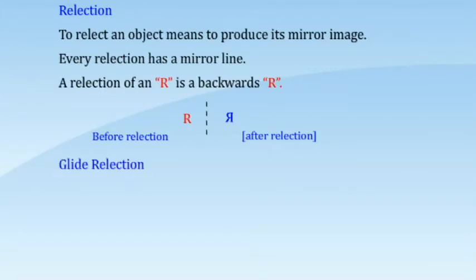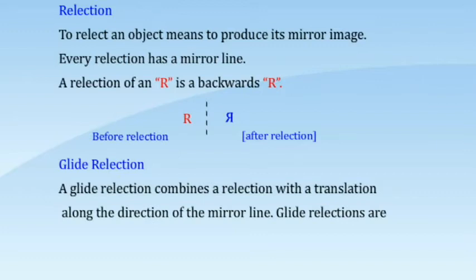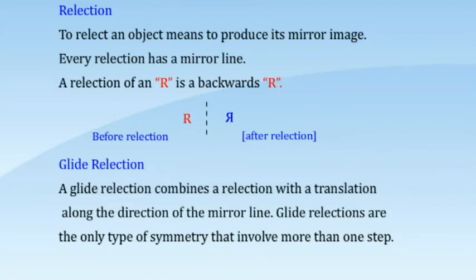Glide reflection. A glide reflection combines a reflection with a translation along the direction of the mirror line. Glide reflections are the only type of symmetry that involve more than one step.